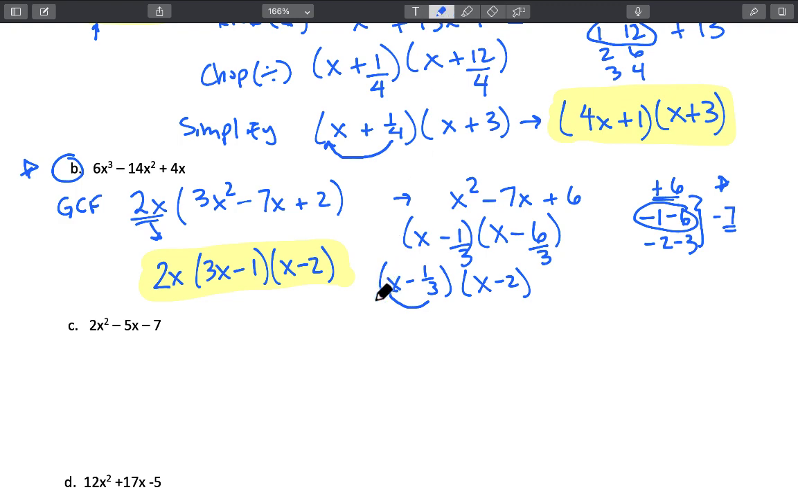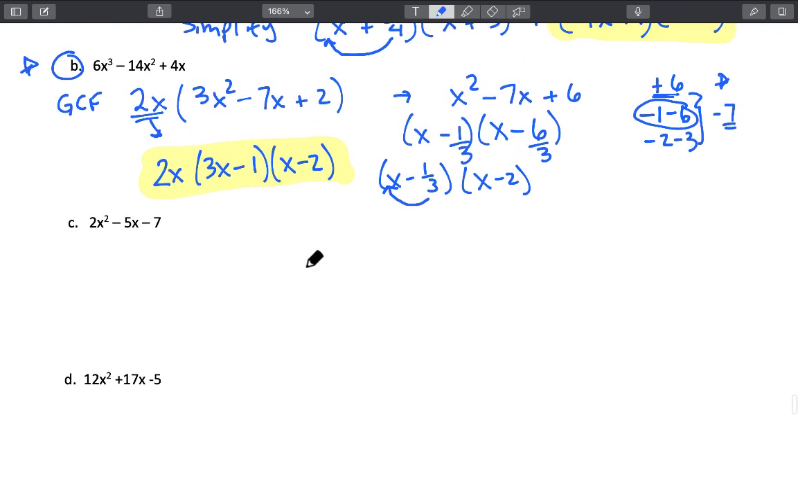Okay, let's go on to the second strategy, which is called split the middle. Now, you may prefer this method over the Kung Fu method, and we'll practice more in class together as well. So with split the middle, we are going to write our first term, 2x squared, and then we're going to leave the middle open, and the last term out here is minus 7.